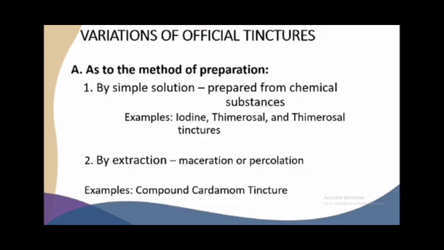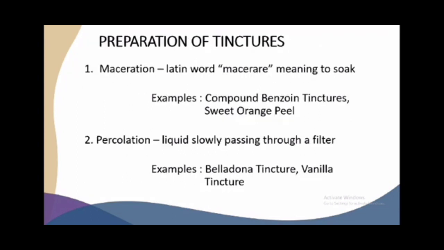The next method of preparation of tinctures is by the process of extraction, which is either by maceration or percolation, which we are going to discuss later. An example of this is the compound cardamom tincture. We are now going to discuss the two types of preparations in the extraction method.